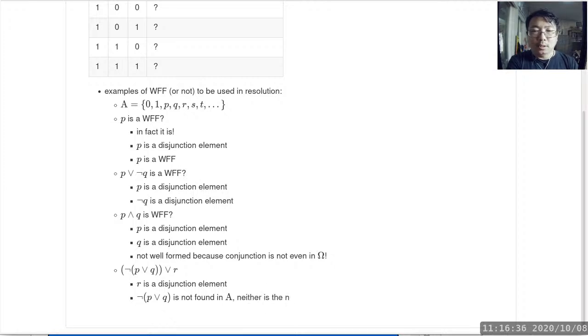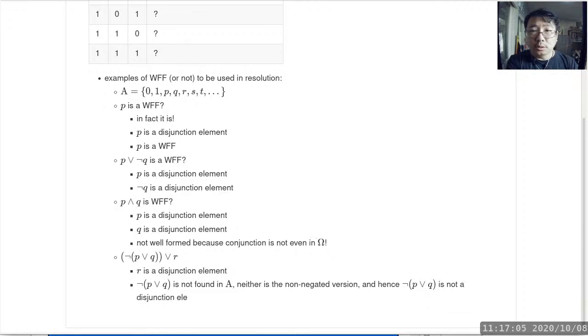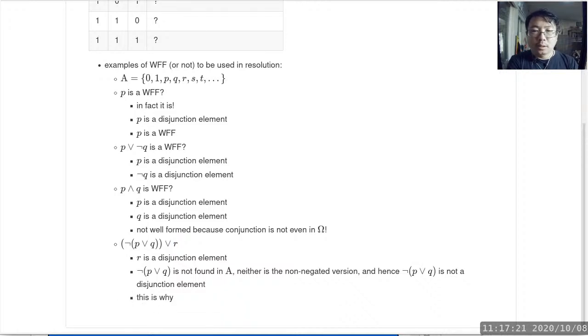Neither is the non-negated version, and hence this thing, which is the negation of P or Q, is not a disjunction element, because one side of the final OR that we need to perform is not a disjunction element, so that makes the entire thing not a disjunctive element. It's not a well-formed formula. Is that okay? Does everybody understand this part?